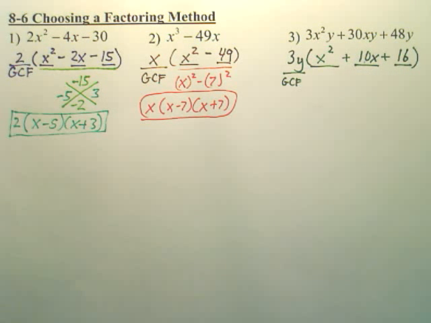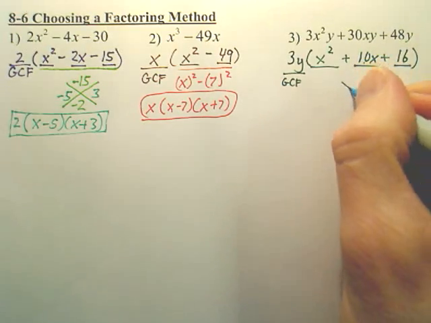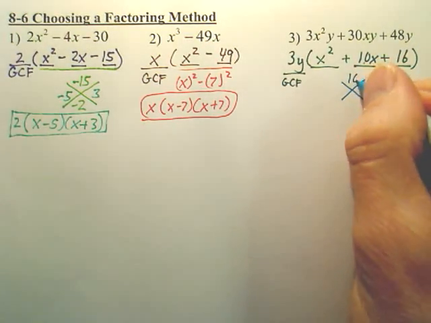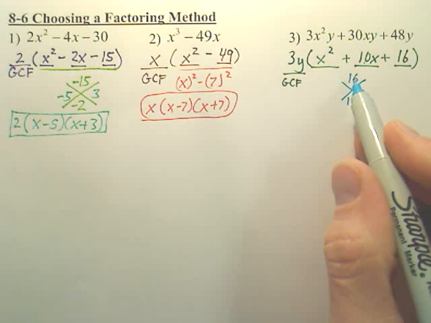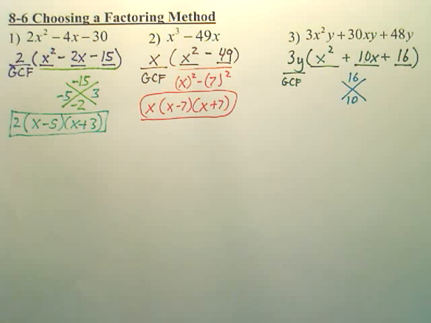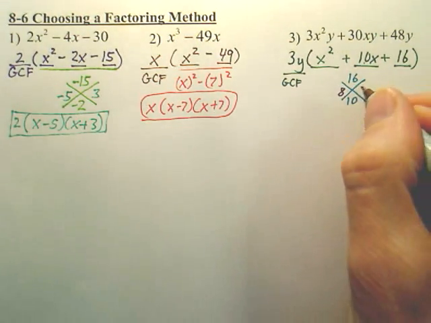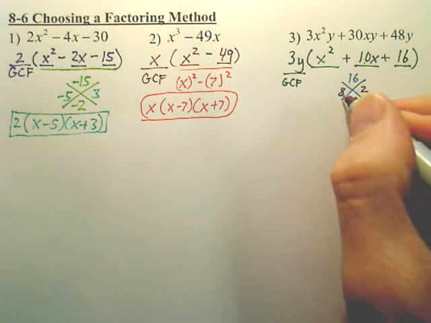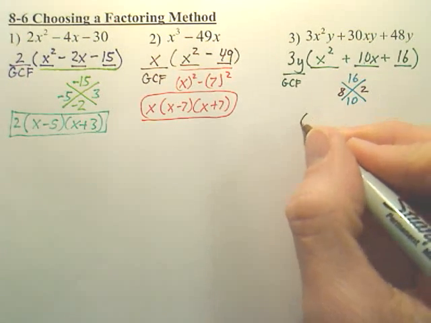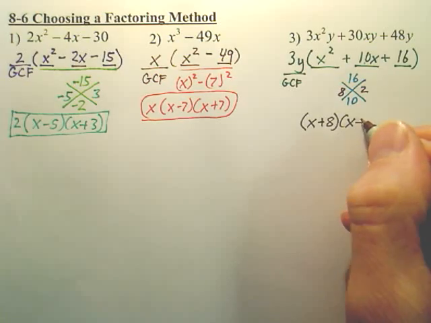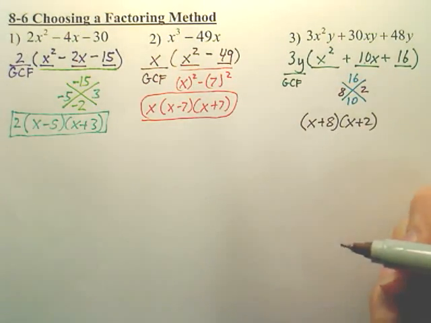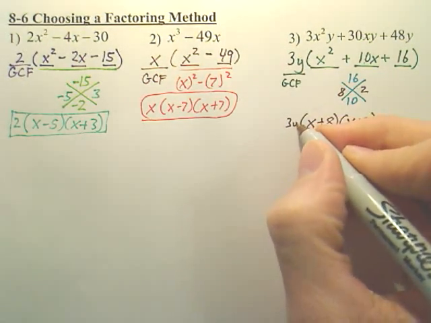Okay. Again, let's see if this factors. Let's check this out. 16 and 10. 16 actually has a factoring. Man, these all factor. 16, watch, 8 and 2. 8 times 2 is 16. 8 plus 2 is 10. So this would be x plus 8, x plus 2. Don't forget the 3y out front.